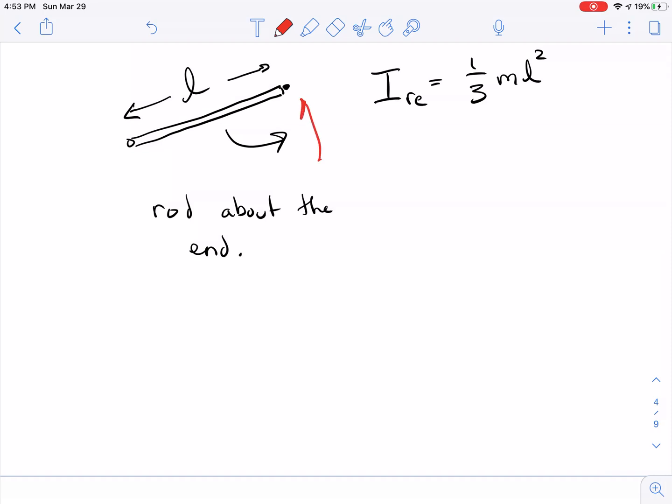Now the pivot here is at the end of the rod, and a rod rotated about its end is going to have a moment of inertia of 1/3 ml squared. Again, we're still using the full length of the rod, ml squared, and the coefficient is 1/3. Those are the 6 that are super common, so you should remember those. And then you should remember how to do point masses. Point masses are the sum of the mr squareds.